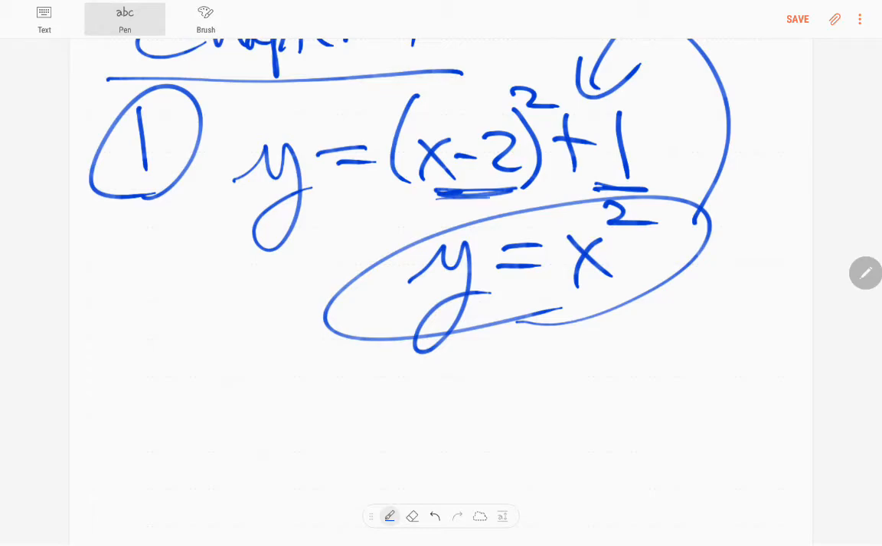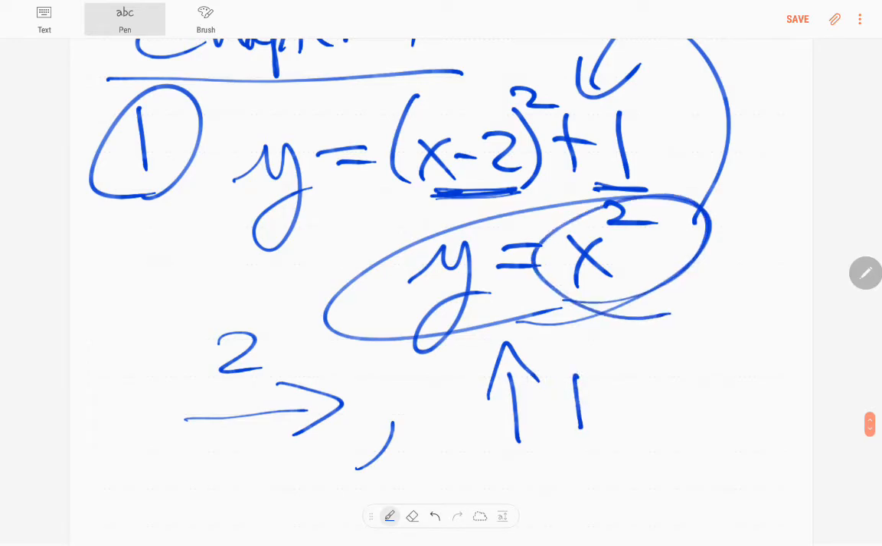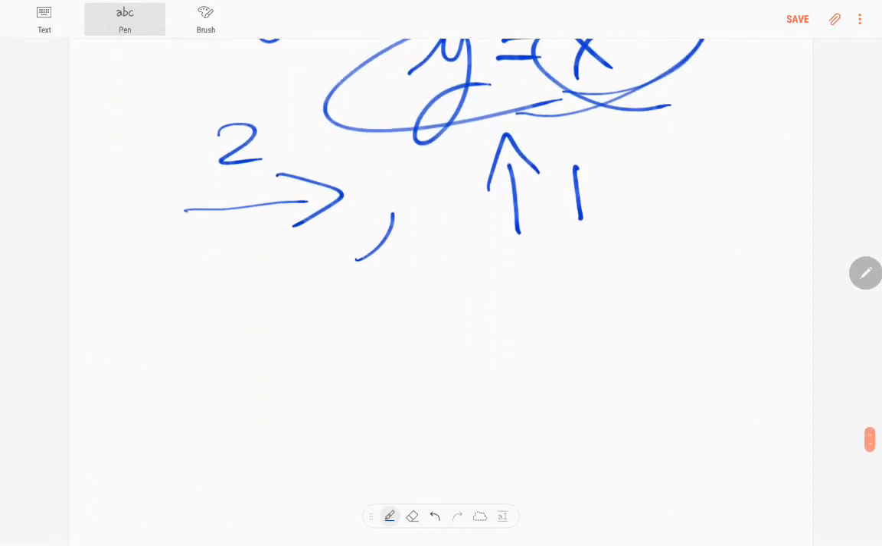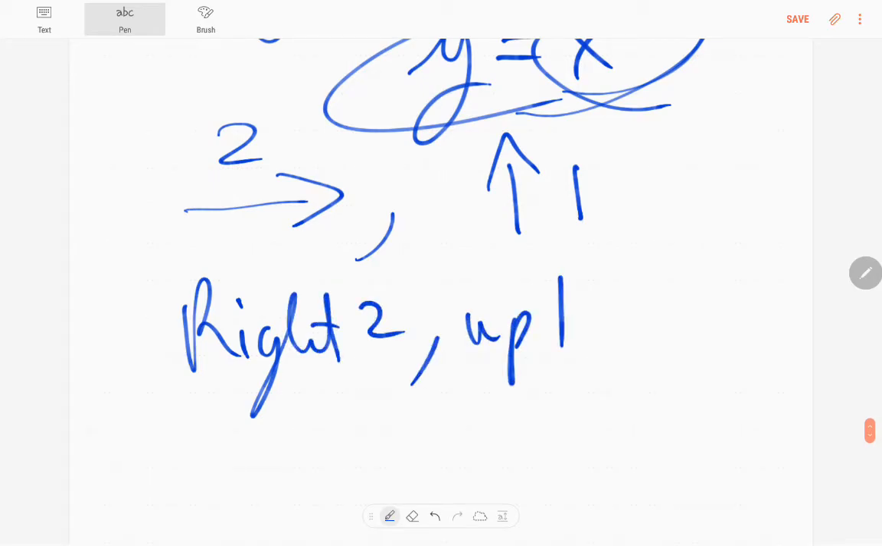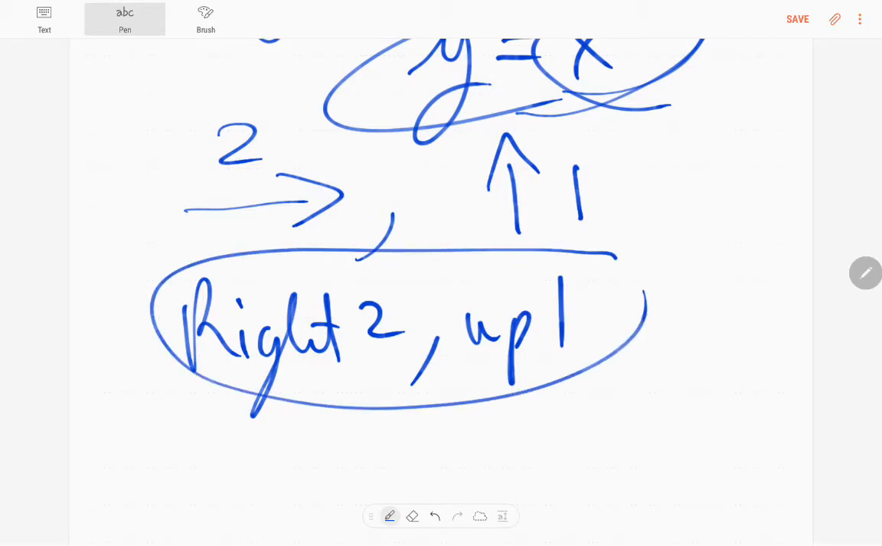So remember, whenever you replace x with x minus 2, that means you move it to the right 2. And then whenever you add 1 to the function, that means you move it up 1. So we took the original function of y equals x squared, we moved it to the right 2, and then up 1. And that is multiple choice.